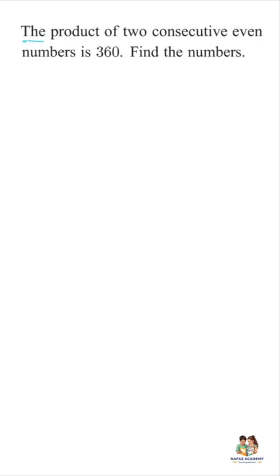Here is the question. The product of two consecutive even numbers is 360. Find the numbers. It is two numbers.